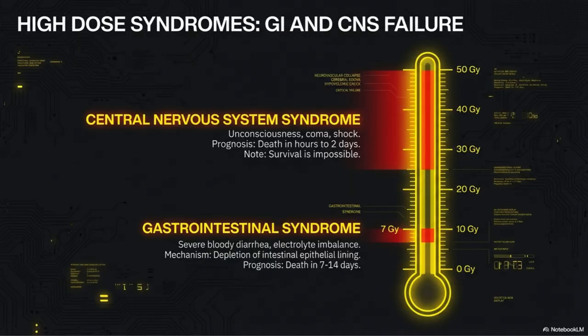At higher doses, gastrointestinal syndrome occurs due to destruction of intestinal lining, causing severe diarrhea and electrolyte imbalance. At extremely high doses above 25 gray, central nervous system syndrome develops, leading to coma and death within hours to days. Survival at this level is not possible.